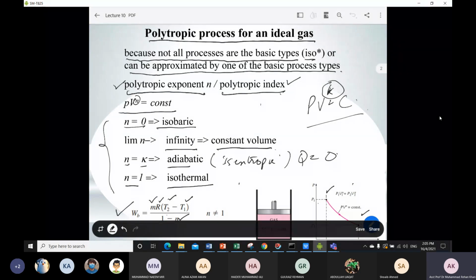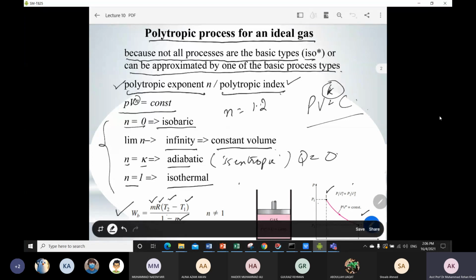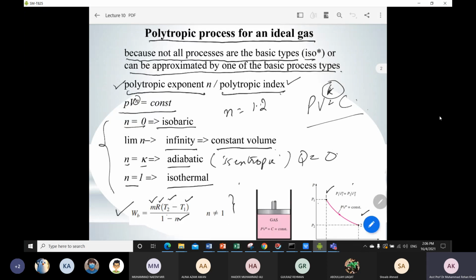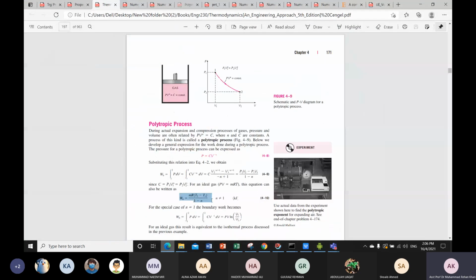If it is mentioned in your problem statement that the polytropic exponent n is equal to 1.2, for example, or that the polytropic index is n equal to 1.2, it means the value of n is given in your question. Now the question is where this derivation comes from. This derivation comes from chapter number 4, so we will see where you have to find it.